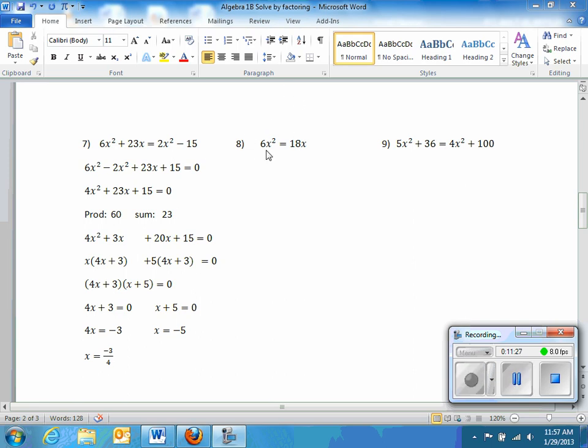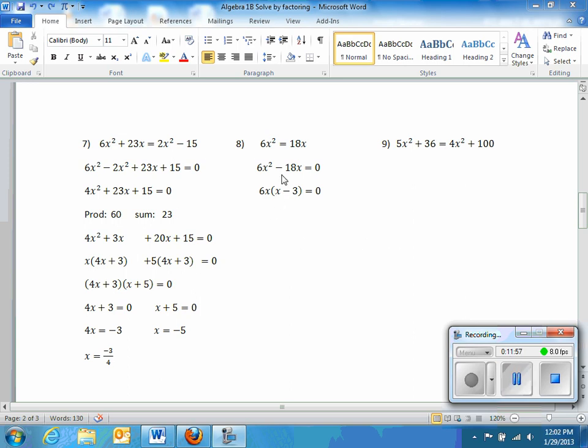Let's now move on to problem 8. Again, the steps are the same. We're going to set this equal to 0. All right, we'll have to move 18x over here. It'll become negative 18x. All right, now you have to factor this because there's no like terms to combine. You'll have to pull out a GCF. I'll be pulling out a 6x. If I pull out 6x out of here, it'll leave me with the x. If I pull 6x out of here, it'll leave me with a minus 3.